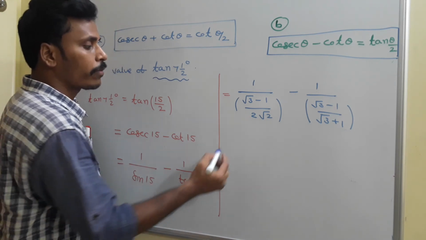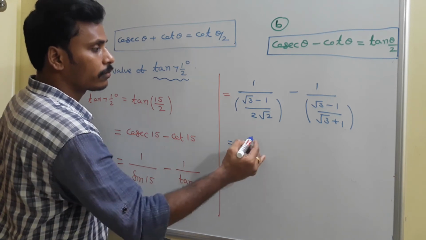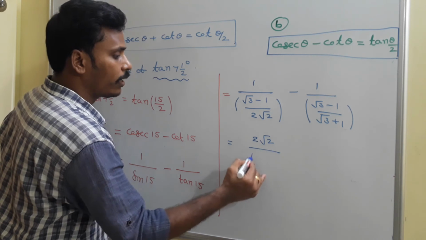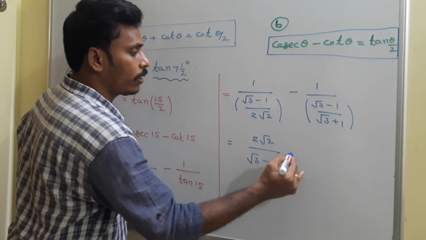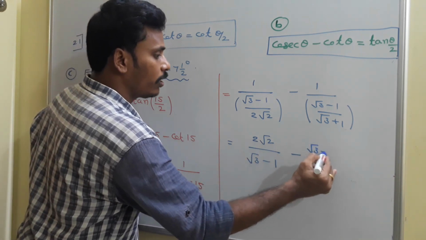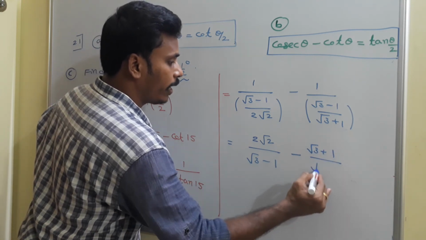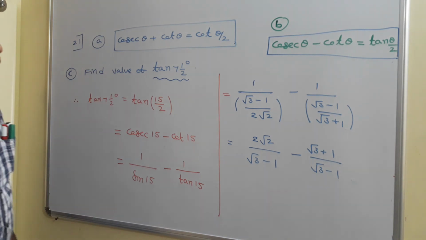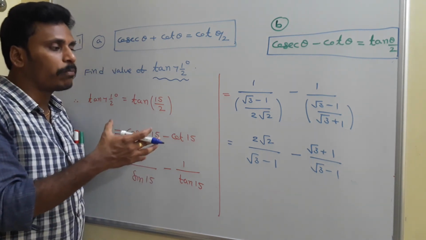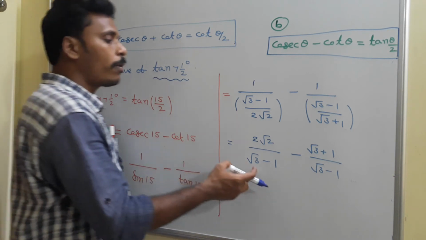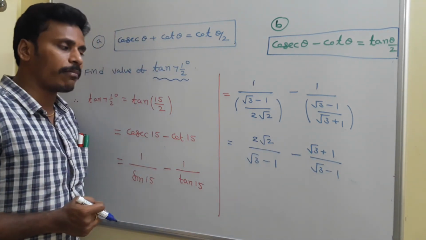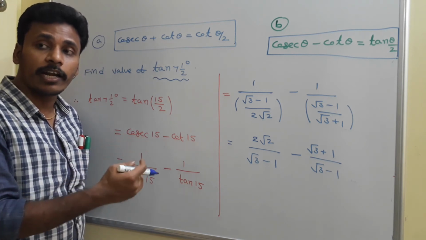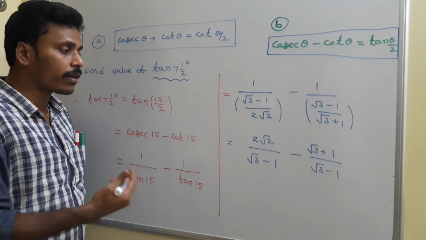How can we simplify? I will rewrite it like this. This is just 2 root 2 divided by root 3 minus 1, minus root 3 plus 1 divided by root 3 minus 1. Is it okay? Here the denominators are same. You have a chance to combine, but I am not moving with that. I am just multiplying both numerator and denominator with root 3 plus 1 for the further simplification.